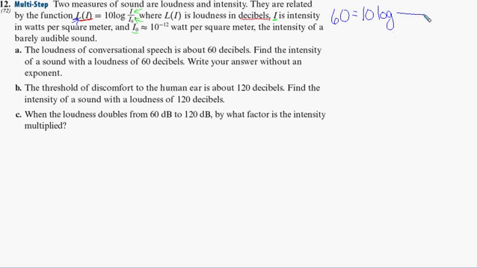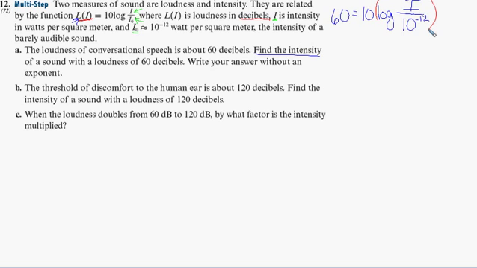Have I been given my intensity? No, I have not. It says find the intensity. So we don't know I, so we'll just put I here again. Do we know I sub 0? Well, yes, we do. It's 10 to the negative 12th. Okay, so now we have a logarithmic function, and we just need to solve for I. All right, so remember, a logarithm is an exponent.